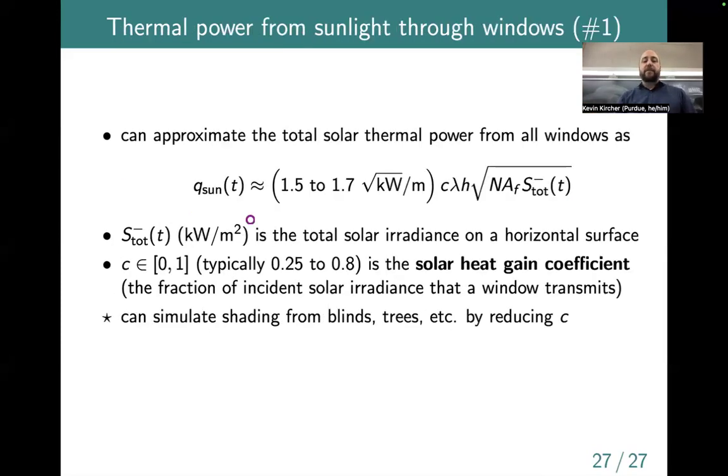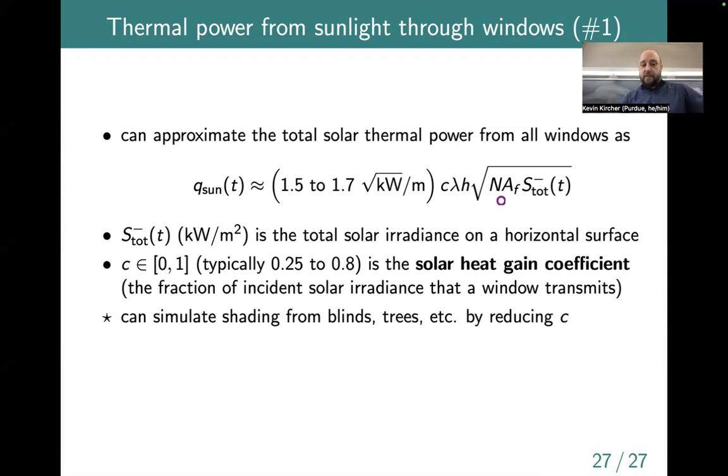But here is a rough formula that you can use to estimate, ballpark, the energy you would get through all the windows in a building. Here it's this number in this particular range. We'll talk a little bit more about where these numbers come from, times C, this thing that we call the solar heat gain coefficient, which is the fraction of the energy content from incident sunlight that actually makes it through the window into the building rather than being reflected.